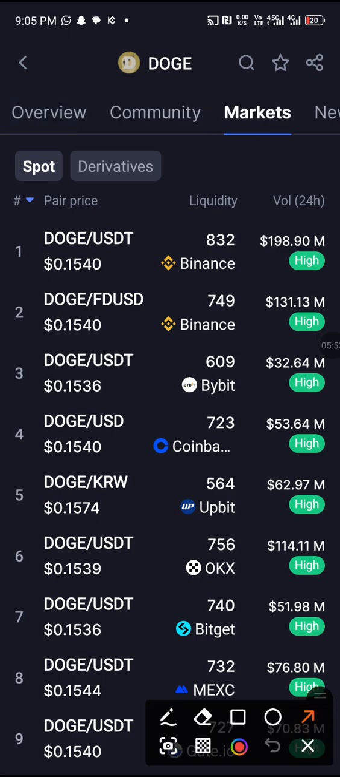Coming back to Doge on Binance, you can see it's being sold at 0.1540. Looking at the same Doge on Bybit, it's being sold at 0.1536. Okay, that's 4 cents lesser there than on Binance. The profit is not that much, but it's going to be rational. So all you're going to do now is buy from Bybit and sell it at this rate on Binance.